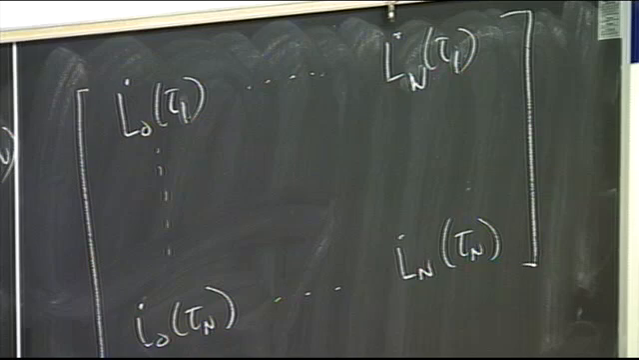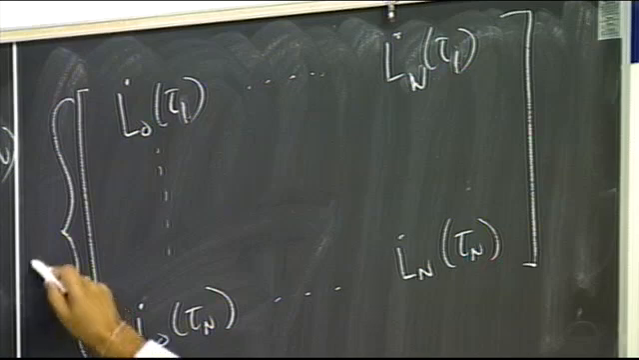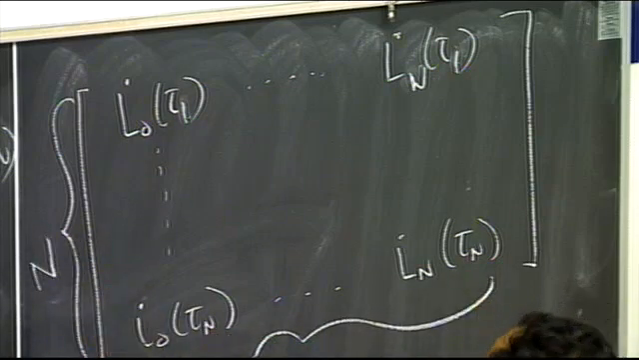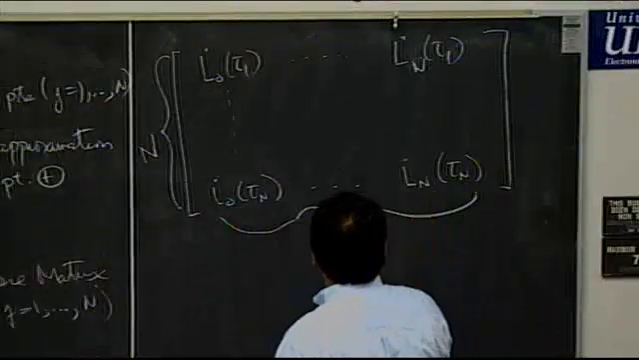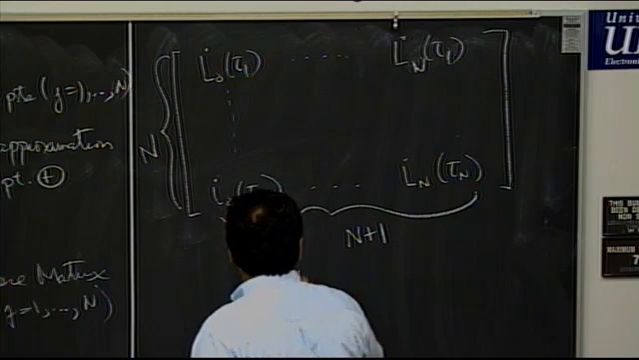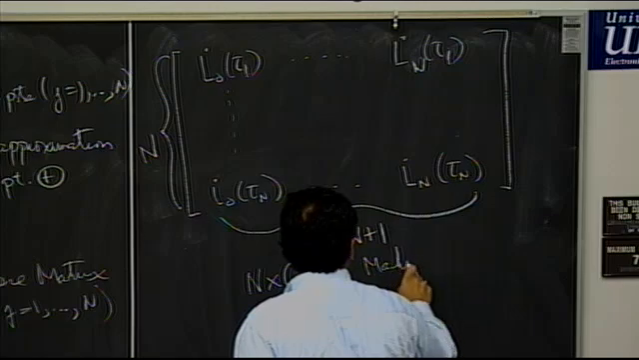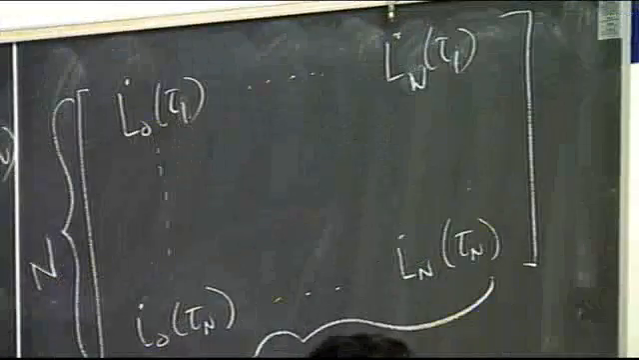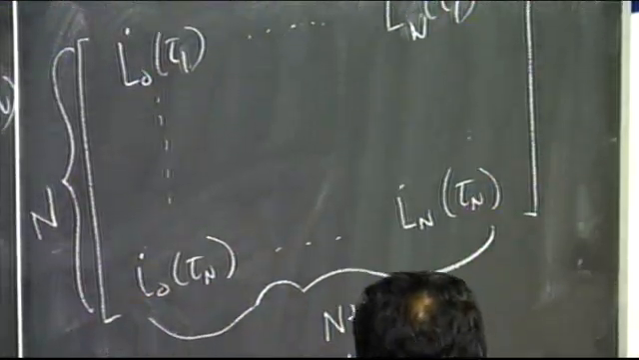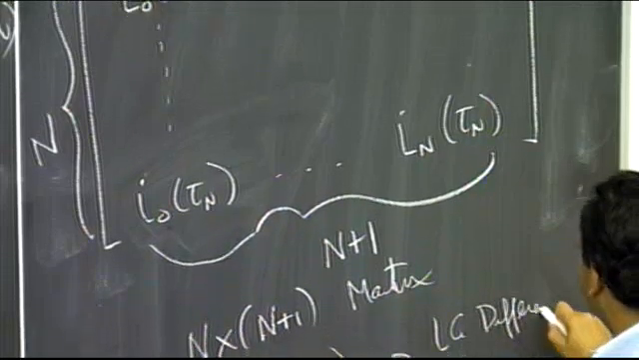So if you look at this, how many rows do I have? I have n rows. How many columns do I have? I'm going from 0 to n. How many columns do I have? N plus 1. So this is an n by n plus 1 matrix. So I can let D_ij equal L_i dot of tau_j. So that's the LG differentiation matrix.